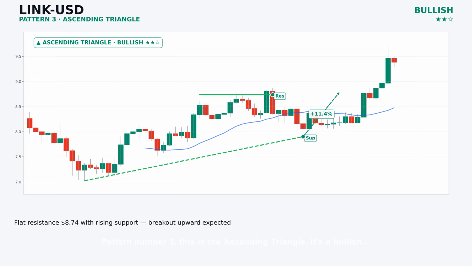The textbook measured move projection is plus 111.4%. That's the typical rally once the pattern fully completes. It's a guide, not a guarantee. So we still need our SL in place.